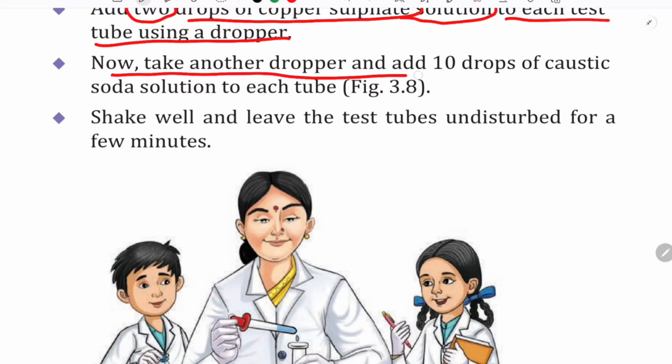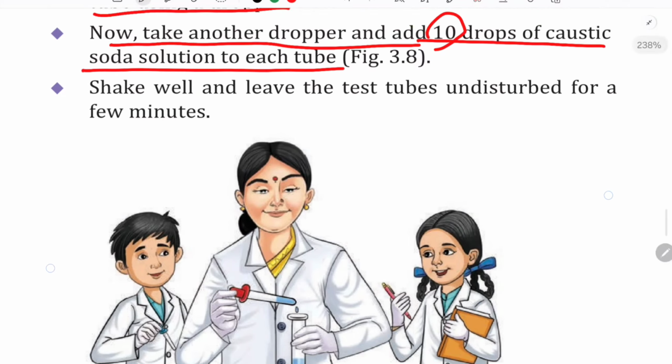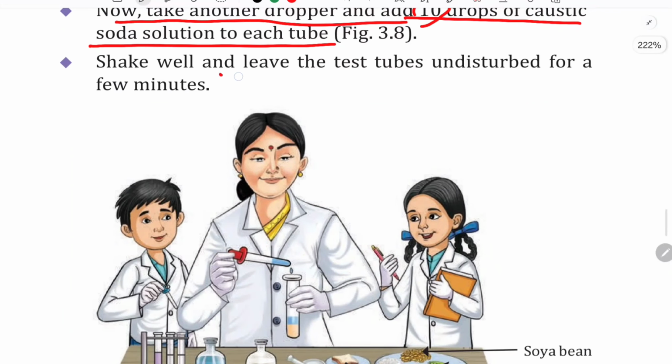Now take another dropper and add 10 drops of caustic soda solution to each tube. So after adding the copper sulfate solution, you again have to add 10 drops of caustic soda solution to each tube. And after that you have to shake well and leave the test tubes undisturbed for a few minutes.